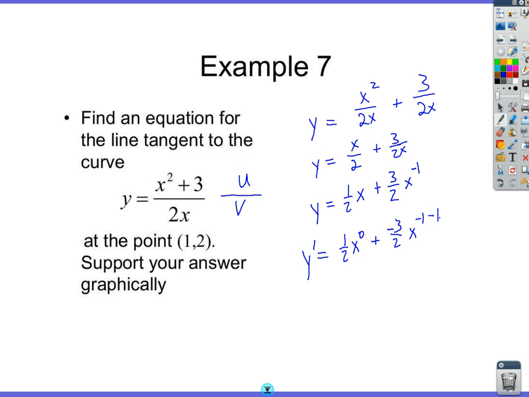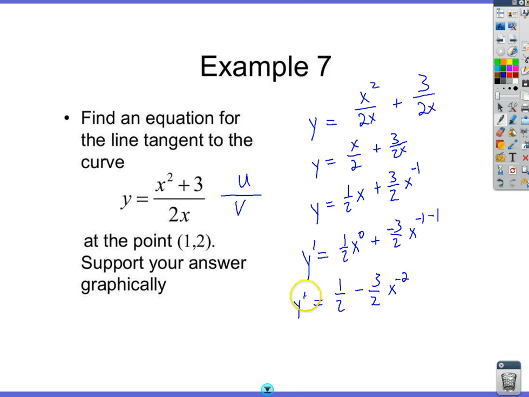Okay, so I simplify this here. Anything to the 0 power is 1, so it's 1/2 minus 3/2 x to the negative 2 power. And that's just for the derivative.